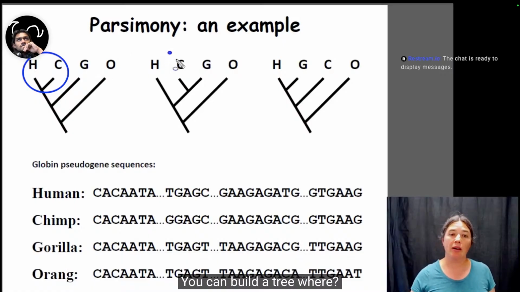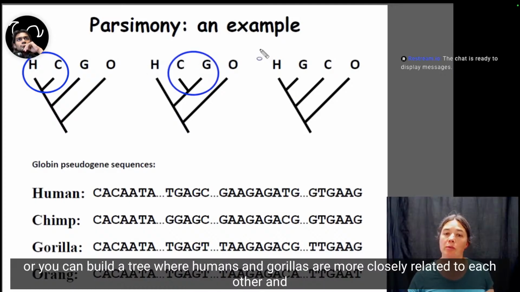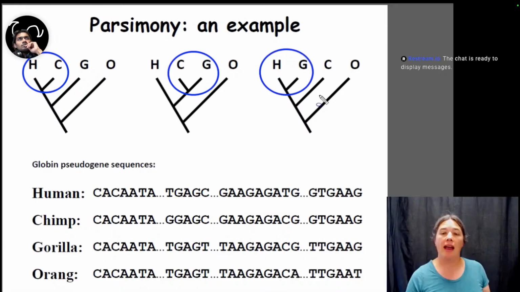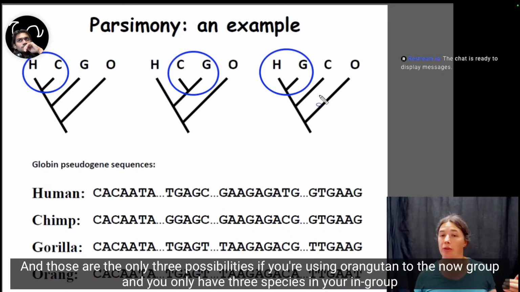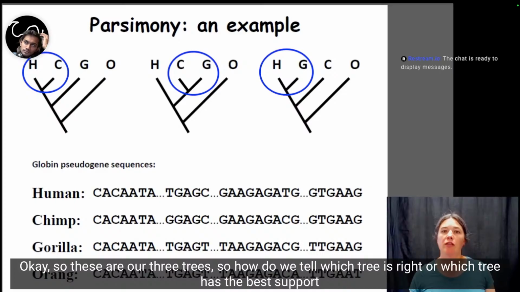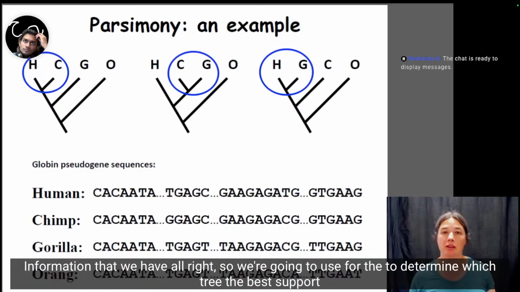You can build a tree where chimpanzees and gorillas are more closely related to each other, and then humans are more distantly related. Or you can build a tree where humans and gorillas are more closely related to each other, and chimpanzees are more distantly related. Okay, so those are your 3 possibilities, and those are the only 3 possibilities if you're using orangutans as an outgroup and you only have 3 species in your in-group. Okay, so these are our 3 trees. So how do we tell which tree is right? Or which tree has the best support from the information that we have?